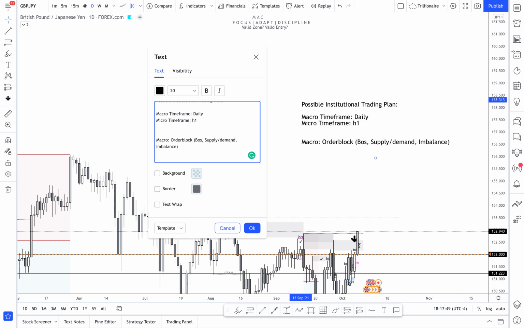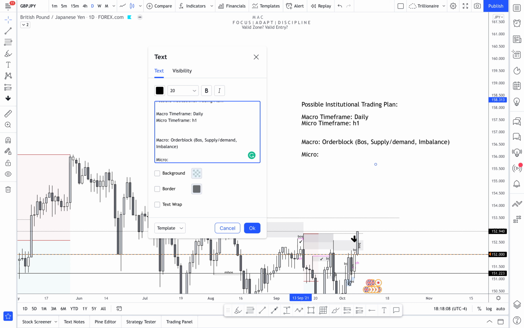You may get a 15 pip stop loss, 20 pip stop loss, 25 pip stop loss. But if you're trading from zone to zone, you should be good. So what are you looking for on your micro time frame? It's really this simple. Are you at a valid zone? Do you have a valid entry? So I'm going to give you guys some examples.